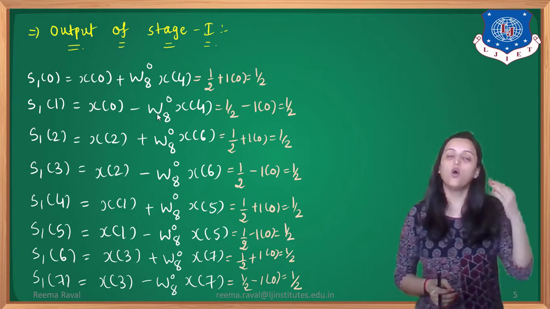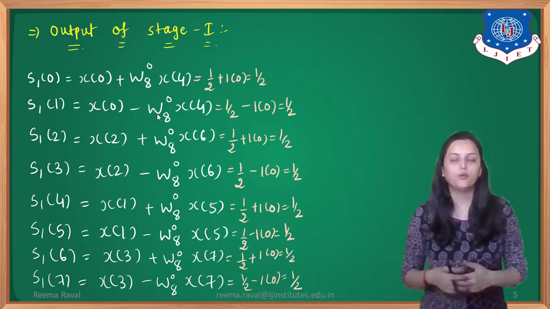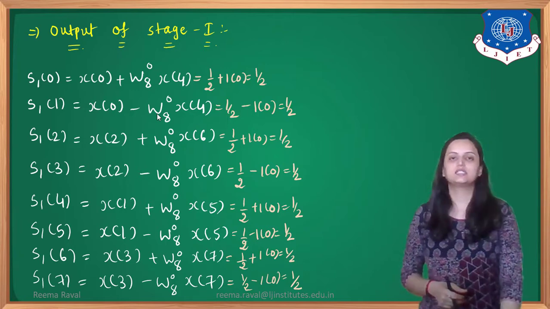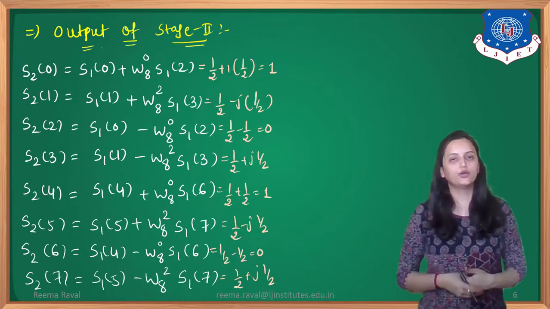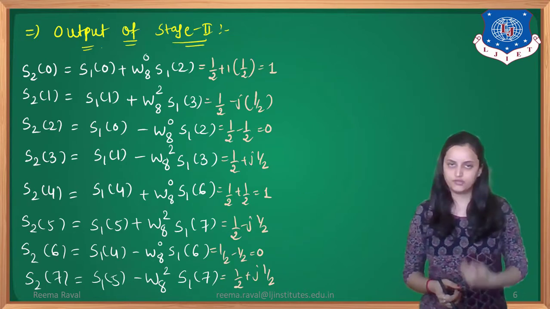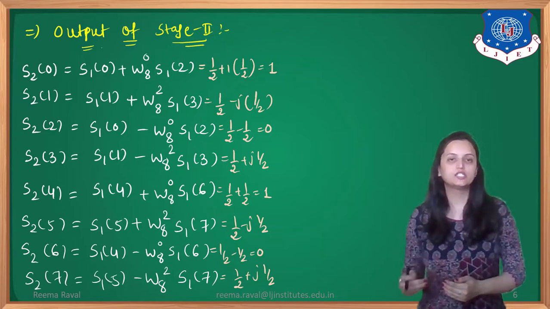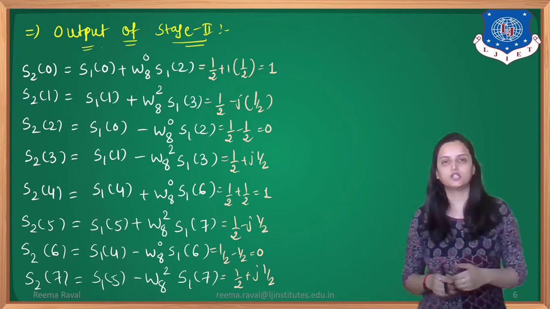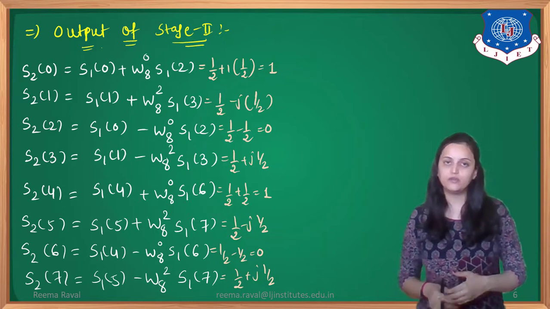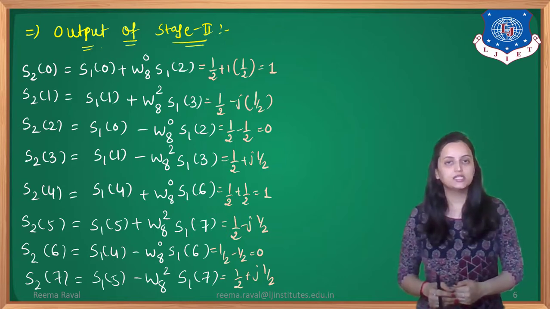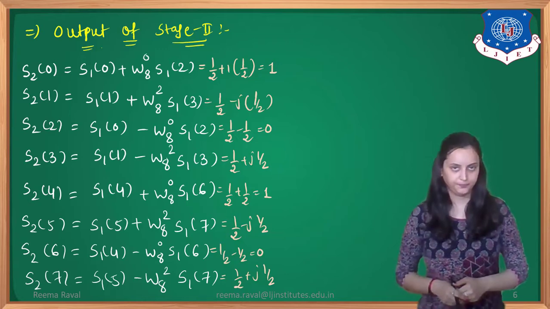So here, as you can see, all the values of output of stage 1 are 1 by 2 according to the formulas. Now let's move to the next one, that is output of stage 2. We are going to denote it as S2 of 0 to S2 of 7, where S2 of 0 equals S1 of 0 plus W at 0 S1 of 2 from this structure. Now here S1 of 0, we have obtained the output of stage 1, which is 1 by 2 plus W at 0 is 1 and S1 of 2 is 1 by 2, that will give the final output 1.